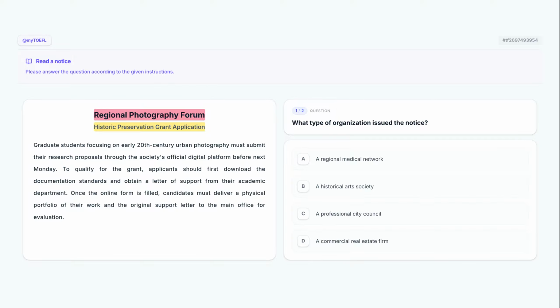This subtitle narrows the scope significantly to a historic preservation grant, which reveals the core purpose of the notice. It tells the reader that the text will provide specific instructions for an application process related to funding for historical projects.